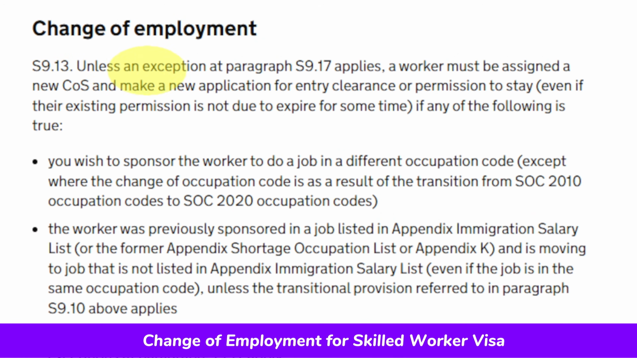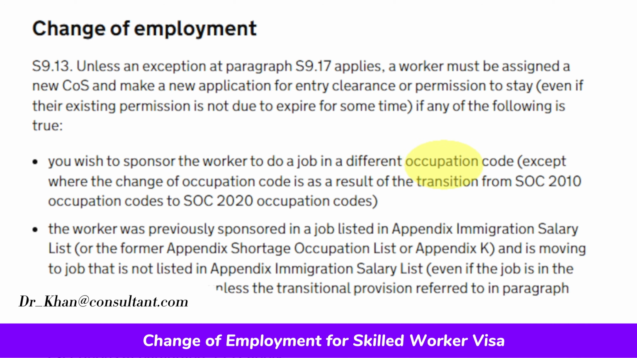S9.13 says, unless an exception at paragraph S9.17, which we'll discuss, applies, a worker must be assigned a new COS and make a new application for entry clearance or permission to stay, even if their existing permission is not due to expire for some time, if any of the following is true. 1, 2, 3. Number 1, you wish to sponsor the worker to the job in different occupation code. So for example, your job code is getting changed.